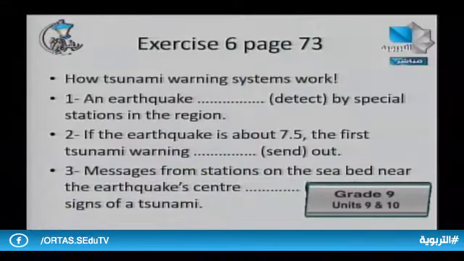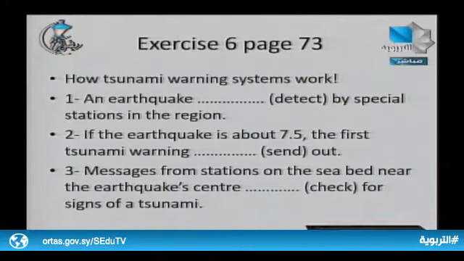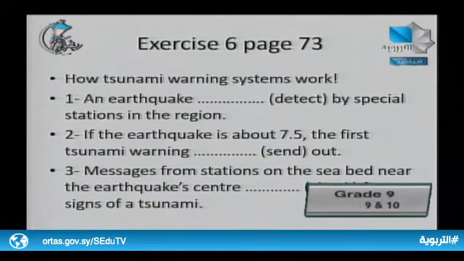Well, we move to exercise 6, page 73. Mr. Abdul Amin. Okay. Number 1. How tsunami warning systems work. Number 1: An earthquake is detected by special stations in the region. So this is passive, since the earthquake is not the agent and we saw it at the beginning, so it's passive voice. And we have here by special stations in the region.